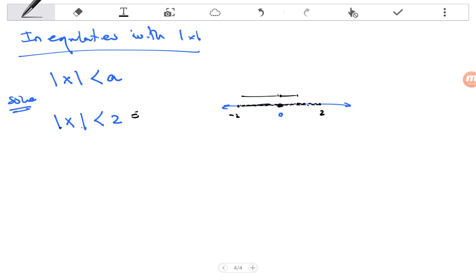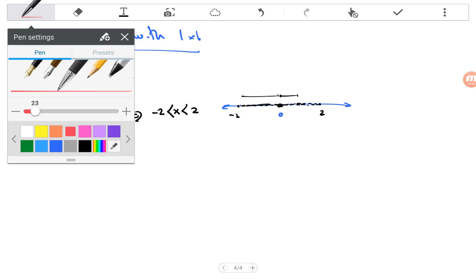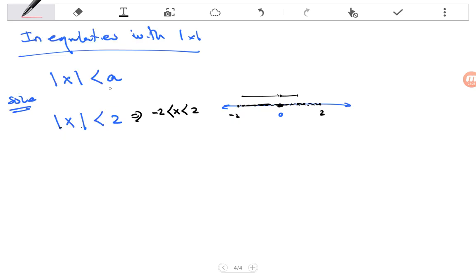So what is the solution of this inequality? They are all the values of x which are in between -2 and 2. Okay? And so let's make it as a rule. Absolute x less than a means that x is from -a to a.